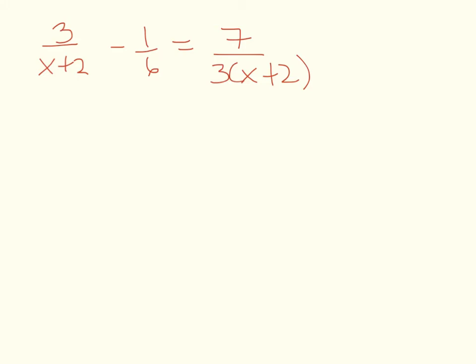So this is actually a solving equations video, because we have an equal sign here. We have 3 over x plus 2 minus 1/6 is equal to 7 over 3 in brackets x plus 2. This is question 4y, sorry, from the review. We're going to follow the DAF approach: denominators out, then add-ins, then factoring out.